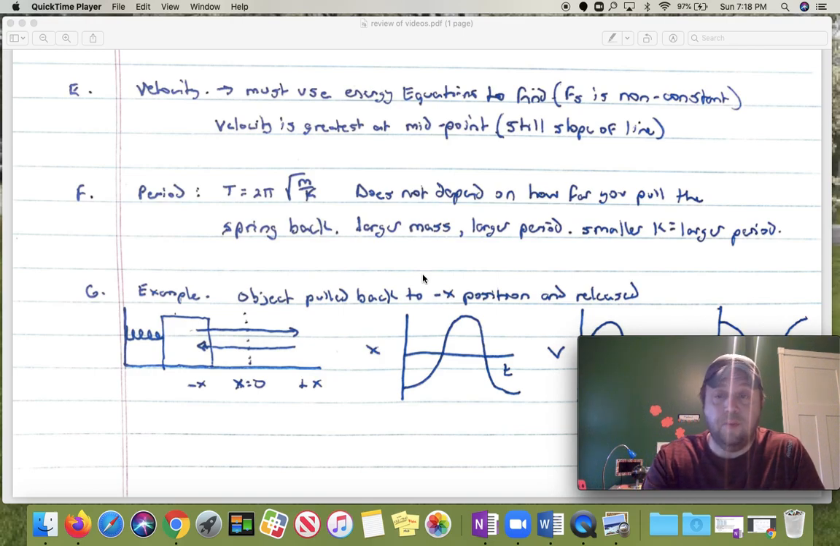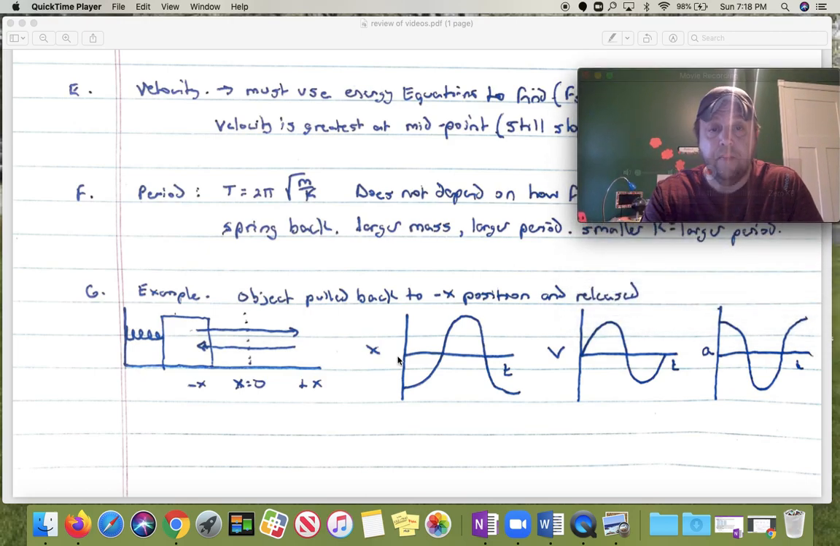So let's walk through this one real quick and I will be done. I'm going to move myself up a little bit here. All right, so let's say we have an object that's pulled back to the negative x position and released. If we pull this back, you're going to have to understand how to sketch these because you are going to be asked to do this several times. If you pull this object back to the negative x position, that means we are starting at the maximum negative amplitude. We release it, and at the midpoint it's moving the fastest, so there's the steepest slope.